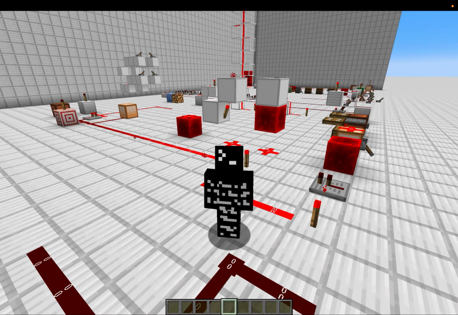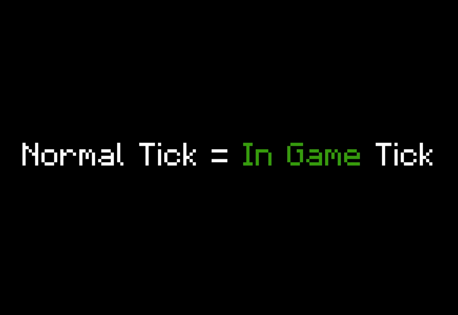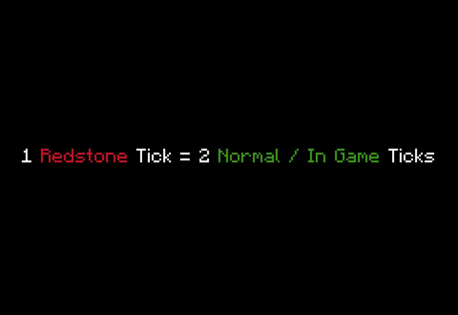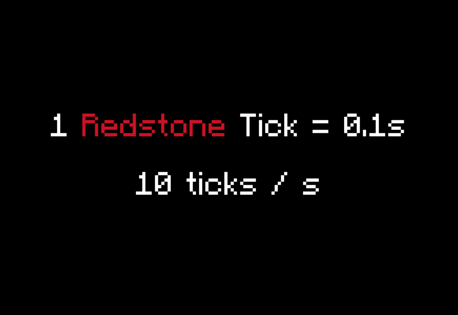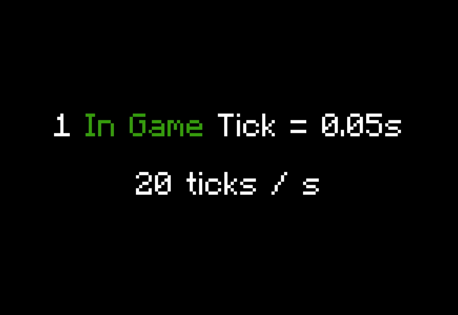Let's analyze that. You might have heard of Minecraft in-game ticks. One redstone tick is very different from one normal tick. In one redstone tick, we can fit 2 in-game ticks. 1 second has 10 redstone ticks. So, 1 redstone tick is 1/10 of a second. One normal in-game tick is 1 second divided by 20.